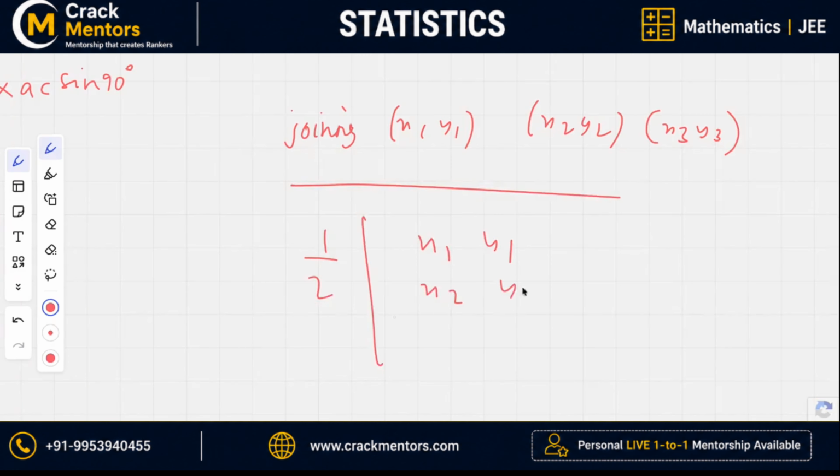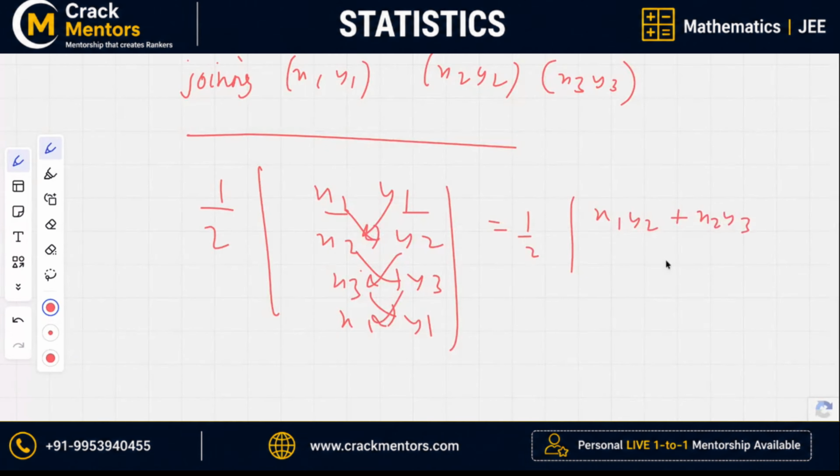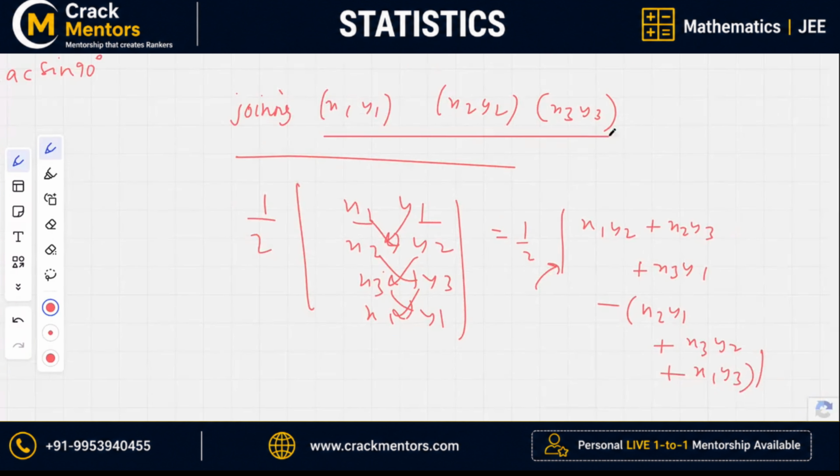So x1 y1, x2 y2, x3 y3, and repeating x1 y1 at the end. This minus this, so it's half of x1 y2 plus x2 y3 plus x3 y1, minus the sum of x2 y1 plus x3 y2 plus x1 y3. This is a mod, obviously. Whatever way you use, you definitely know it. Is there any problem in finding the area for this? No. Okay.